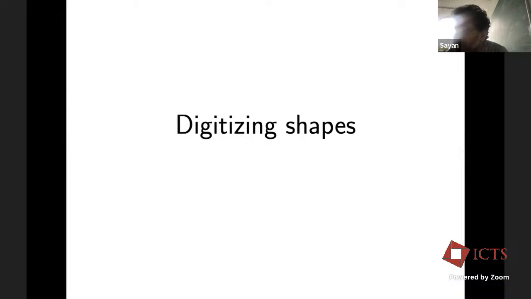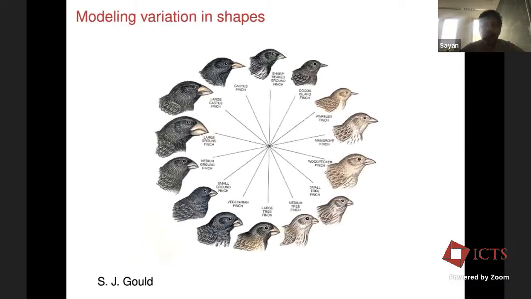I decided to do something a little bit different. I know I'm supposed to talk about count data, but I wanted to talk about imaging data, 3D imaging and applications to both biomedicine as well as evolutionary modeling.